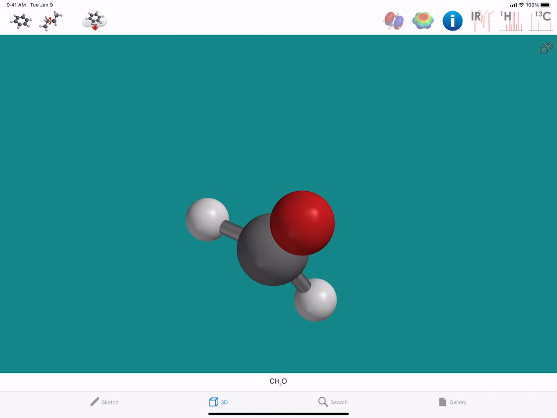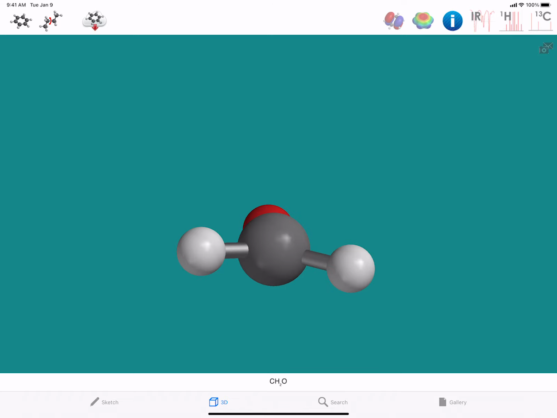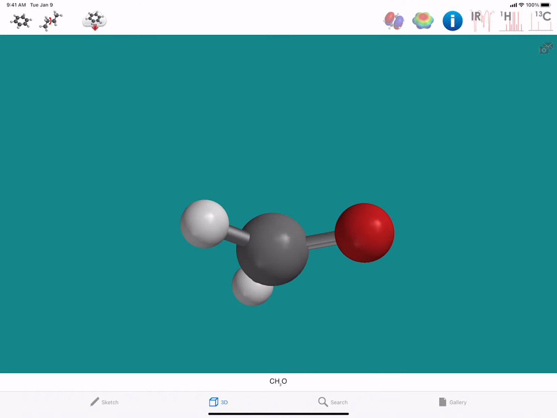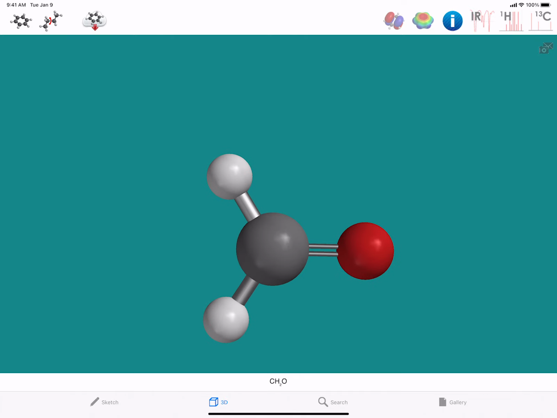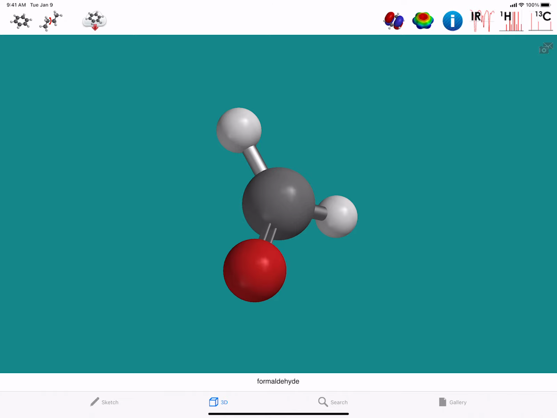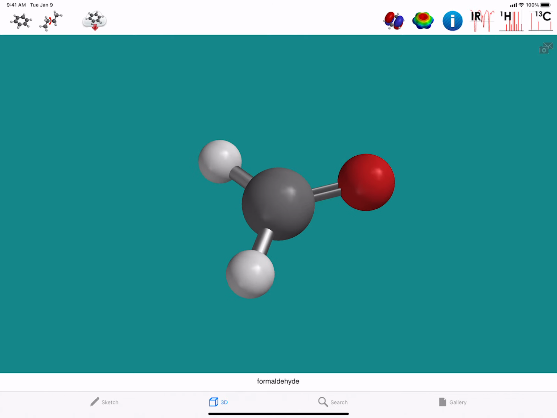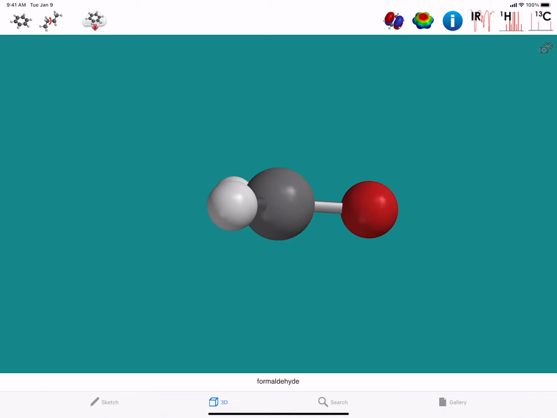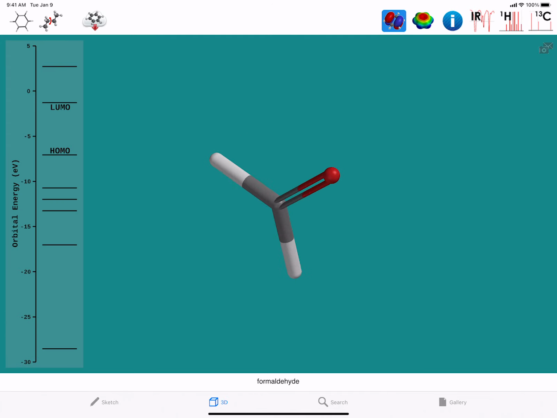Here is that molecule formaldehyde. You can see the carbon-hydrogen and carbon-oxygen sigma bonds all forming a plane. That carbon in the middle, what is its hybridization? Got to be sp2, right? So I'll show you the orbitals associated with this.